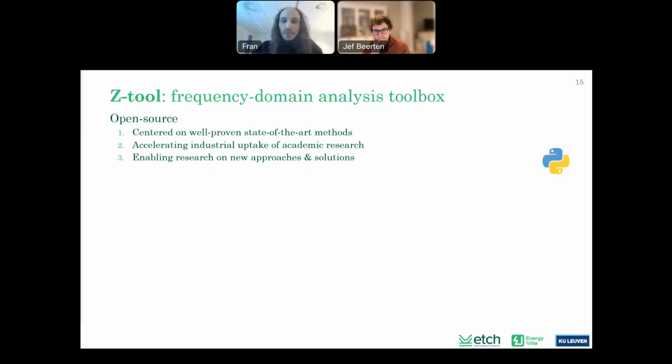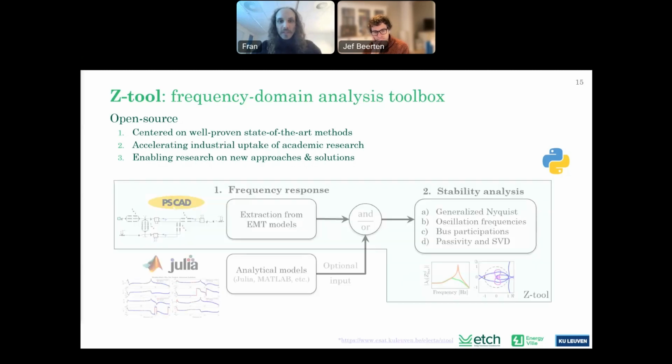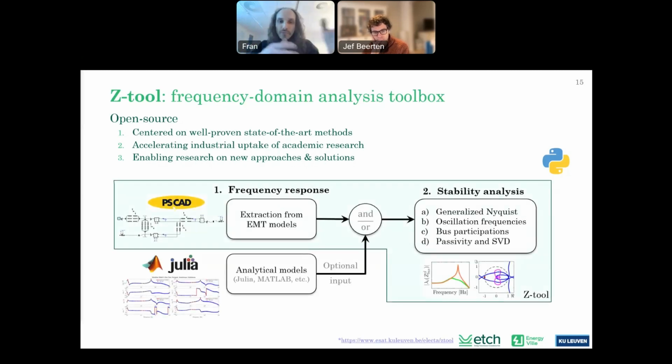And what does the tool incorporate then out of all of these methods? Well, basically the tool allows you to do what we have described before and more. So having an existing EMT model in PSCAD, you can extract the frequency response, different frequency response matrices, and you can apply stability analysis based on these transfer matrices. This includes generalized Nyquist, the oscillation frequency identification, as explained before, and also you can compute other interesting indices such as passivity or singular value decomposition.